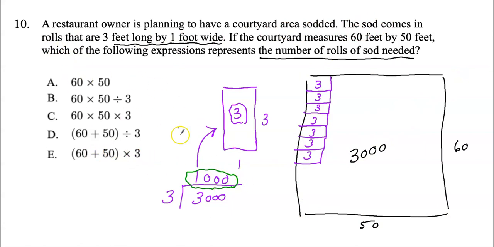So I got to figure out which one of these gives me my target answer right here of 1,000. Well, A's gone, right? 60 times 50 is not 1,000. This has got to equal 1,000, so that's gone.